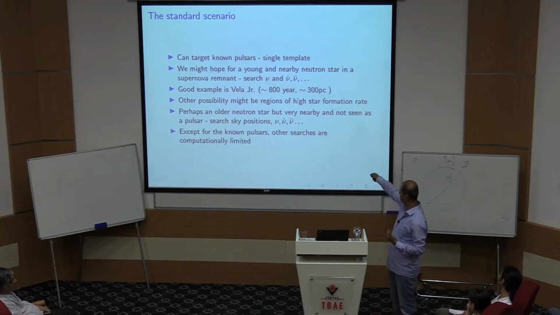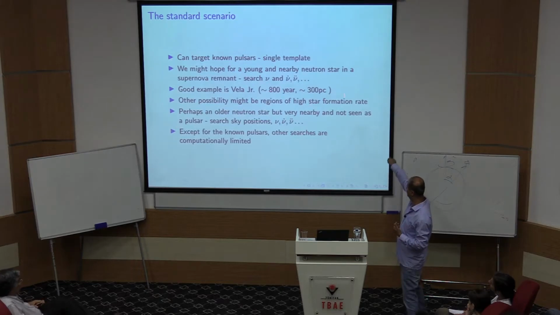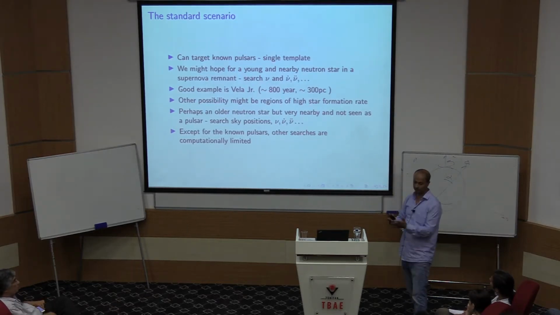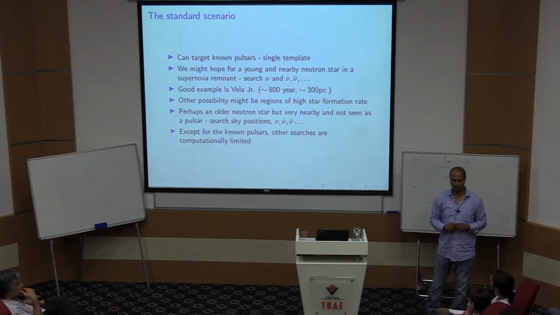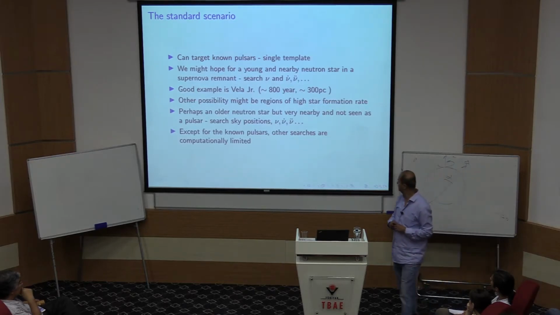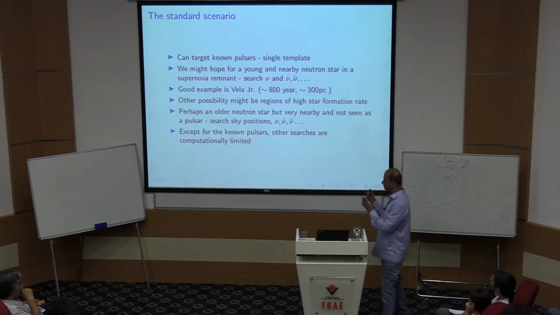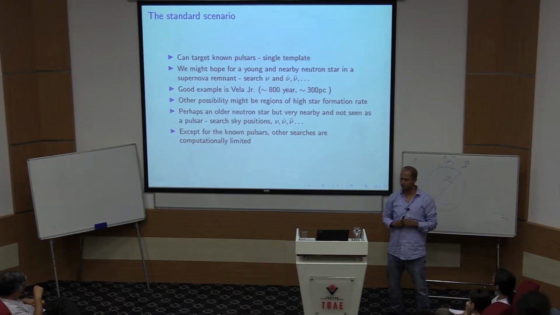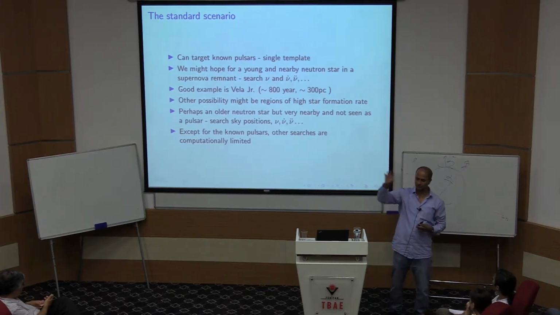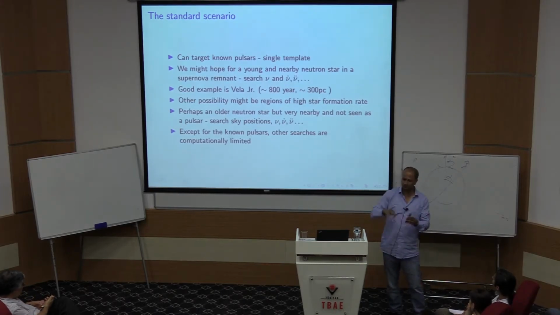Right? So a good example is Vela Junior, that's 800 years old, about 300 parsecs away, but we don't know the frequency. Or you might imagine regions with lots of young neutron stars, the galactic center, so other star-forming regions. So then you know roughly the star location, but again, you don't know the frequency.